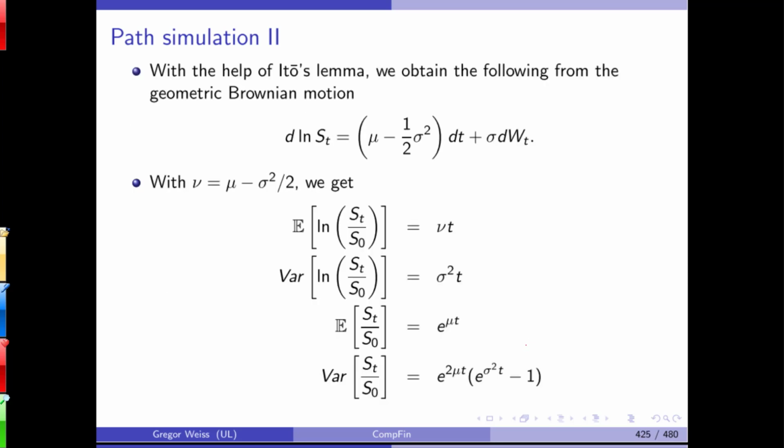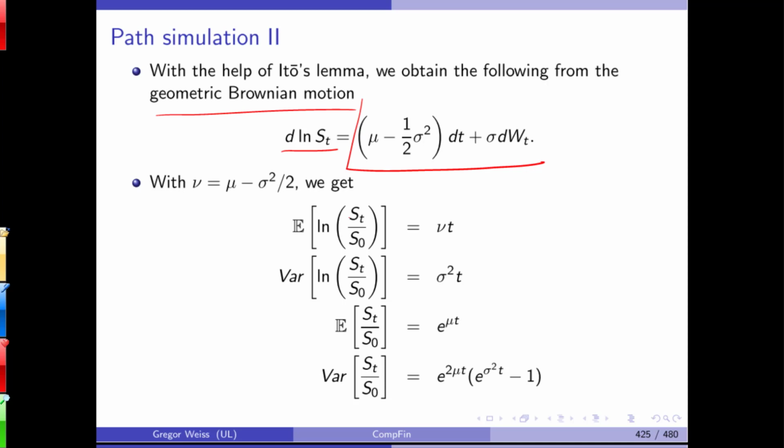Now, we can also use Ito's lemma. And from Ito's lemma, we know the following for the geometric Brownian motion: it is given by sigma times dW and mu minus 1/2 of the variance of the process, the diffusion parameter squared, times dt. We then set mu minus sigma squared over two to be equal to nu, and we get that the expected value of the logarithmic change from today's stock price to any future stock price S_t is given by nu t.